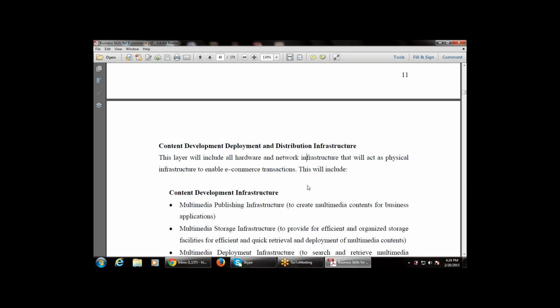This layer will include all the hardware and network infrastructure that will act as a physical infrastructure to enable e-commerce transactions. That includes first of all the content development infrastructure, where there must be proper methods and rules and regulations followed for content development, and a proper infrastructure made for developing the contents. That includes multimedia publishing, multimedia storage, and deployment infrastructure. So these are the three infrastructures that are included.